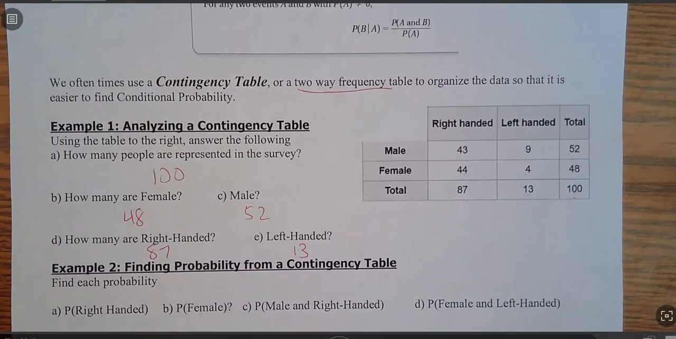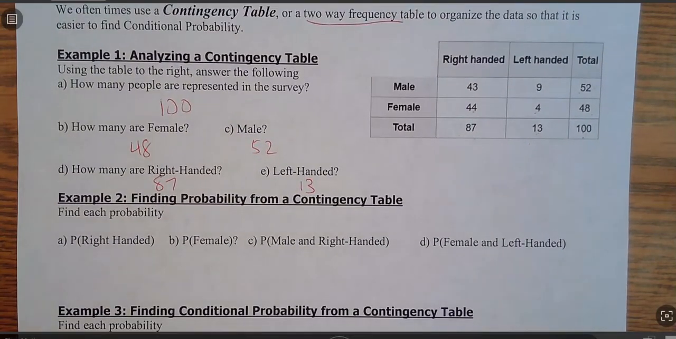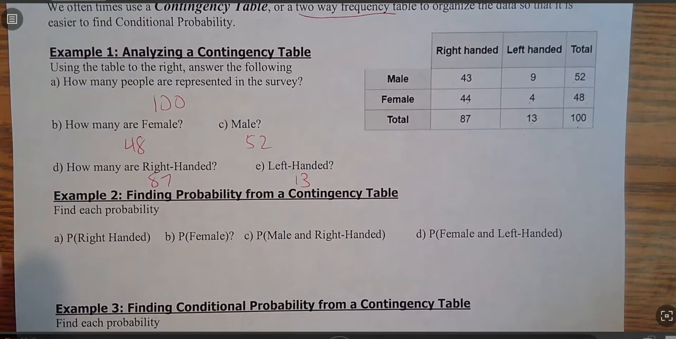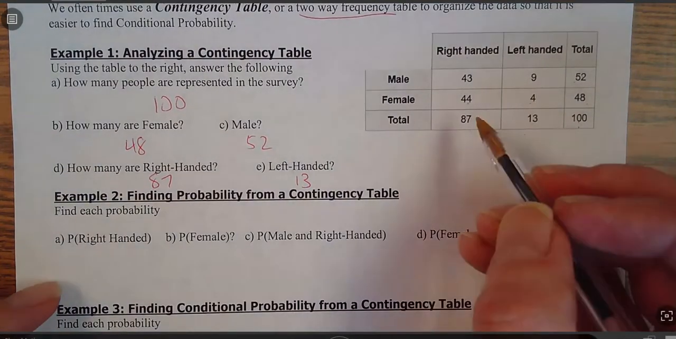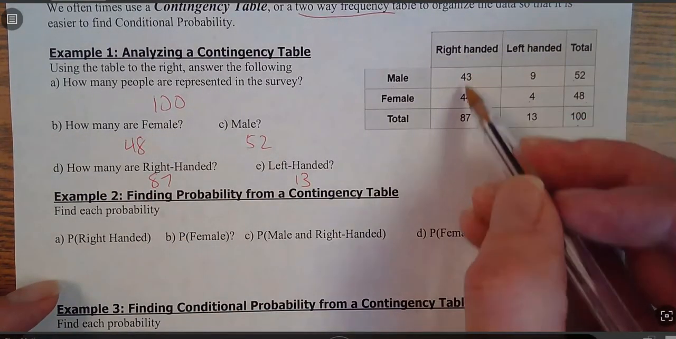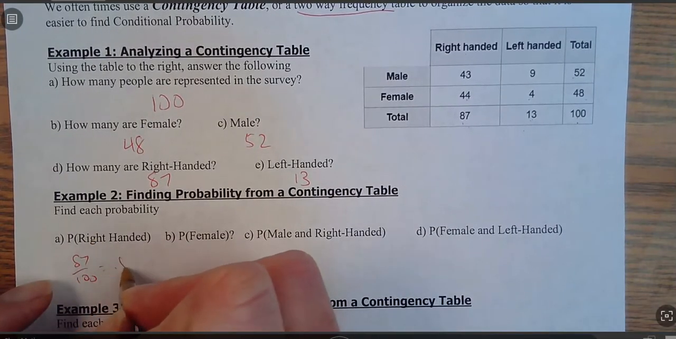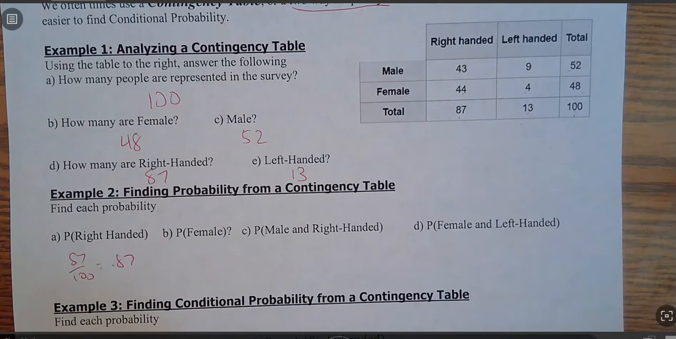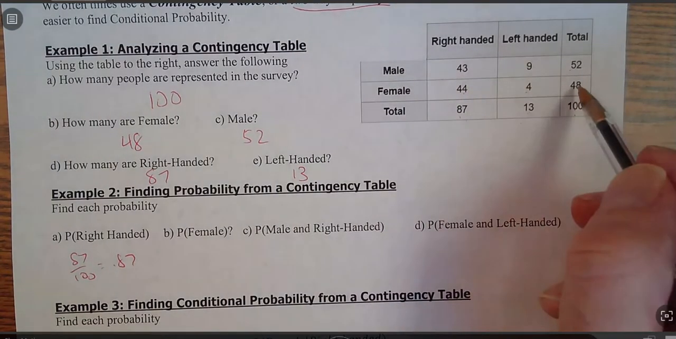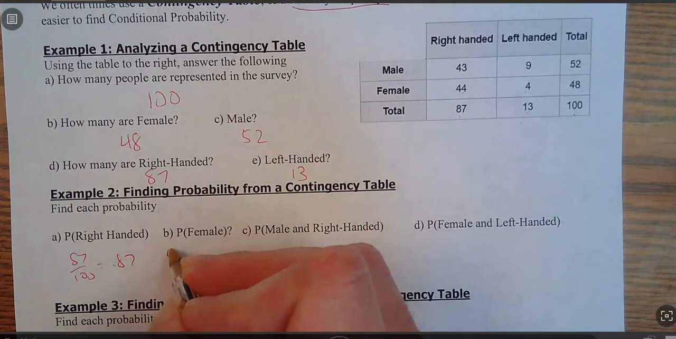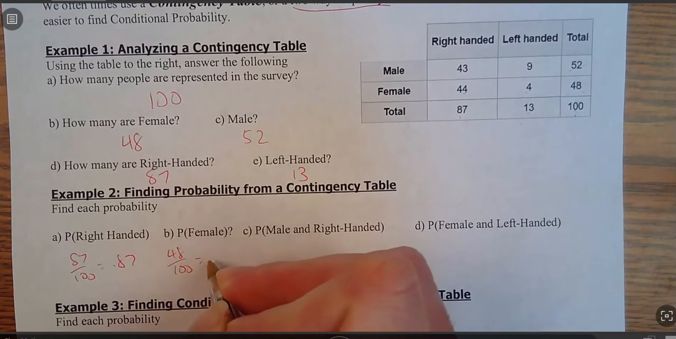Now let's do some probabilities here. So what's the probability of being right-handed? Basically, we're just going to look at, out of how many. So how many of them are right-handed? Well, there are 87 out of 100. So the probability is 0.87. How about female? Well, there's 48, so it'd be 48 out of 100 equals 0.48.